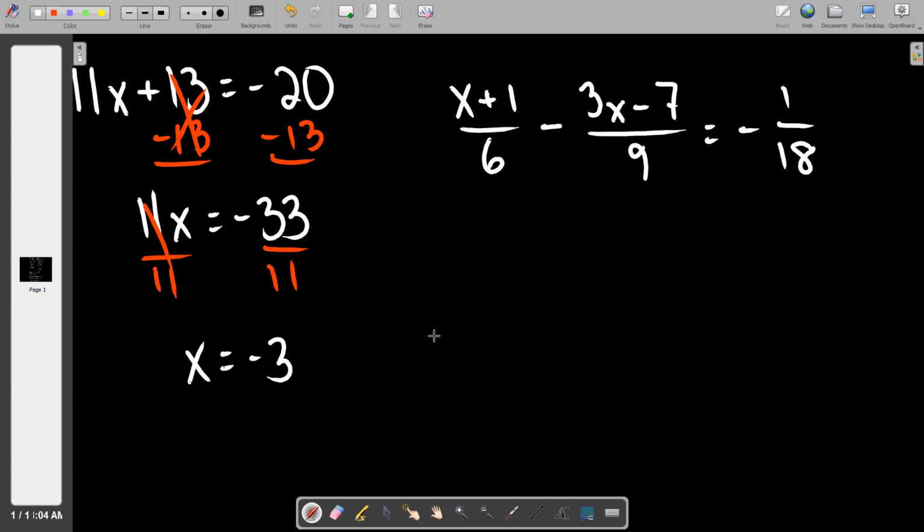18. You could use 36 or 54 or 72. You can use any multiple of 18, but 18 is the best because it's the smallest. And at the end, it will leave me with smaller numbers, and everyone likes that. So 18 is the smallest number in the universe that can divide evenly by 6, 9, and 18 and not leave a fraction behind.